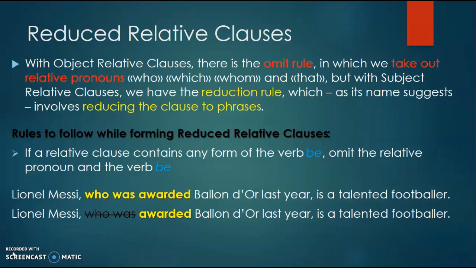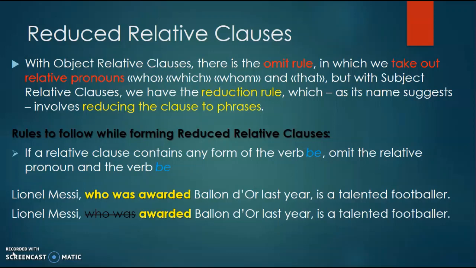Okay, before, with object relative clauses, we learned that there was this omit rule, in which we take out relative pronouns who, which, whom, and that. But with subject relative clauses, we have the reduction rule, which, as its name suggests, involves reducing the clause to phrases. Okay, there are some rules to follow while forming reduced relative clauses. If a relative clause contains any form of the verb be, omit the relative pronoun and the verb be.